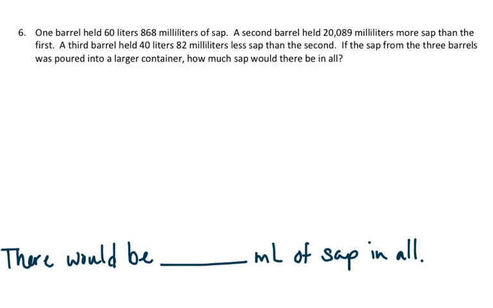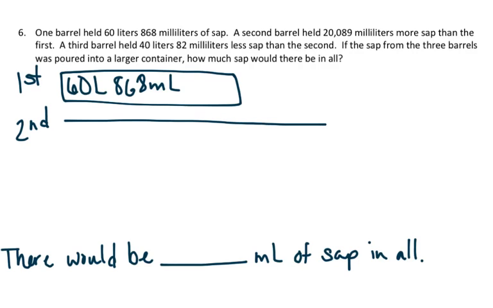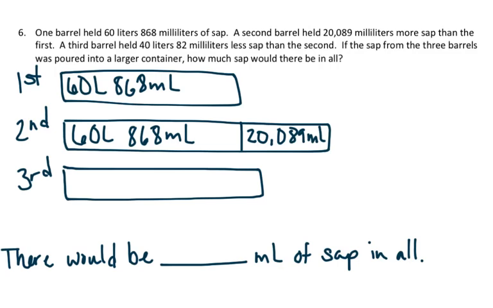So let's do a tape diagram for this. So we have our first barrel, and I know that the first barrel held 60 liters, 868 milliliters of sap. And the second barrel held more than that, so I'm going to make the tape longer. I'm going to try to make this as even as possible. This is 60 liters, 868 milliliters. And it said right here that the second barrel held 20,089 milliliters more. So this piece of the tape right here is 20,089 milliliters. And then the third barrel has less than the second. So let's go ahead and make this one less than the second one. And the difference right here would be 40 liters, 82 milliliters less than the second.